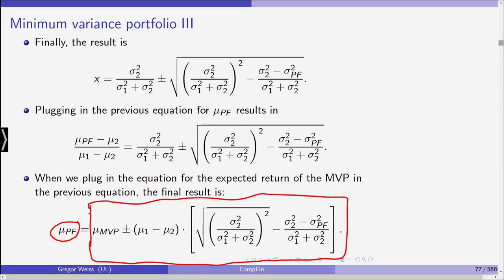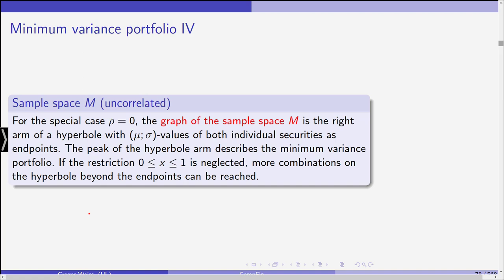But what is interesting to see is that the plot of the sample space is the right arm of a hyperbola with the mu-sigma values of both individual securities as endpoints. So it looks like this. We have two endpoints and it looks like this. Or it looks like this. So we have a hyperbola and that's what we get.